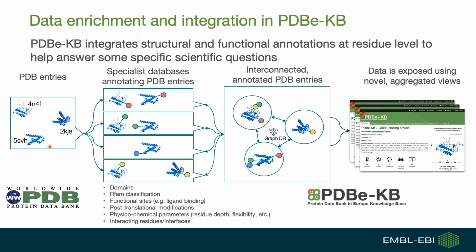So we have the core PDB data here. Then we get annotations for PDB entries from specialist databases, which get into an integrated graph database. And then we use this data to be exposed on the aggregated views. I will talk about it in the later slides. Thus, integrating PDBe-KB data with the core PDB data helps in answering some specific scientific questions.